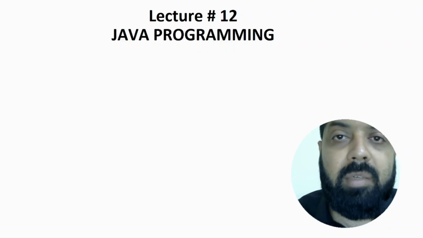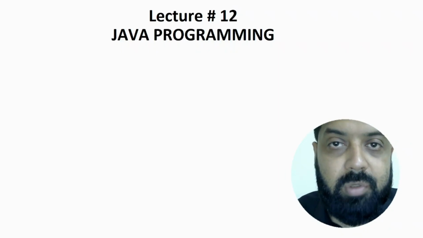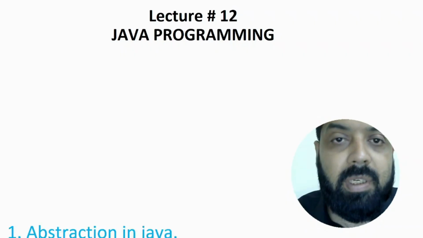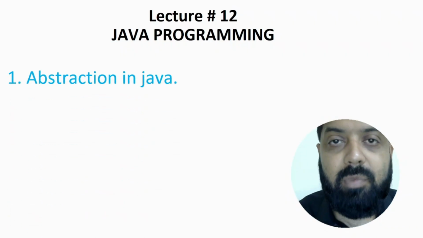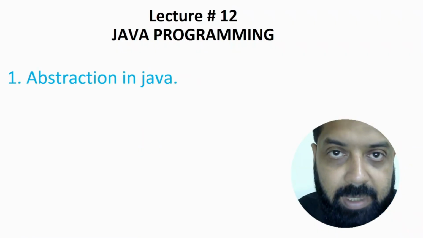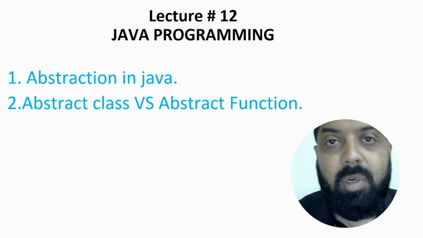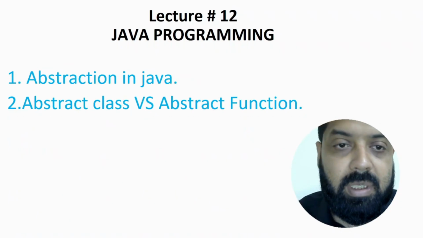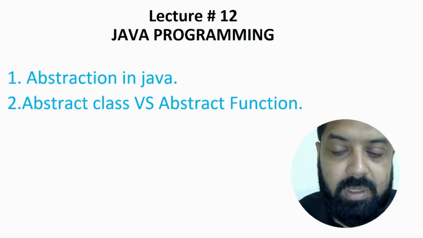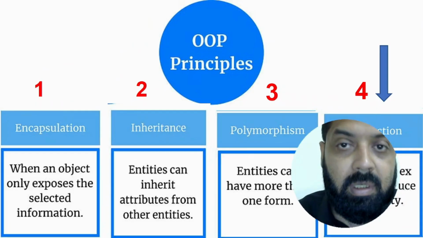Hello friends, welcome back to lecture number 12 related to Java programming. In this lecture we are going to discuss our fourth pillar of object-oriented programming, that is abstraction. Then we are going to discuss the difference between abstract classes and abstract functions in Java programming language.